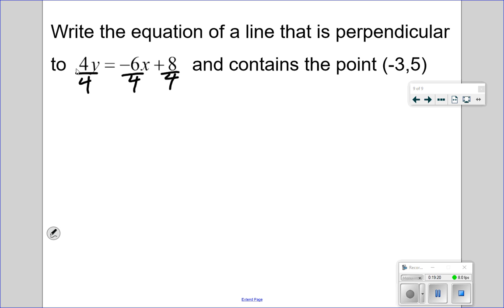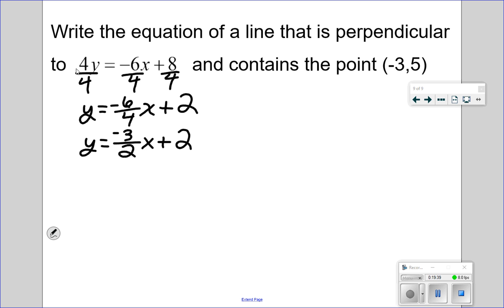I'm going to do that by dividing everything by 4, and then y will be isolated, so it'll be in slope-intercept form. This -6 over 4 can be simplified. I'll simplify it in another step. 8 over 4 is 2. 6 over 4 is -3 over 2. So this is the equation. This is not my answer to the line. All I've done is taken this one they gave me and written it in slope-intercept form. So I'm not done by far. The slope of this line is -3 over 2.